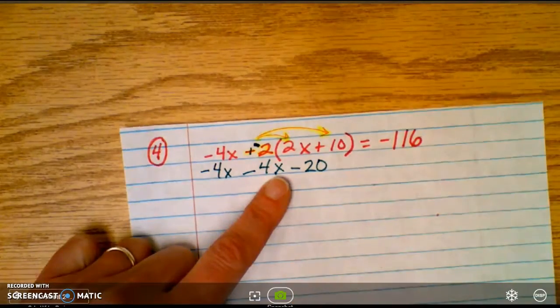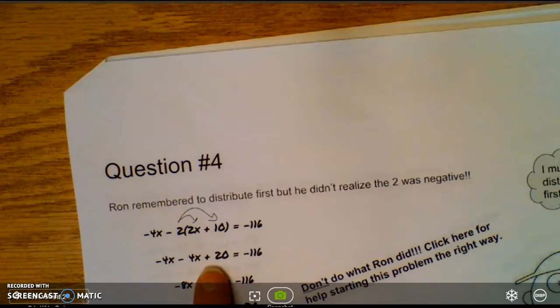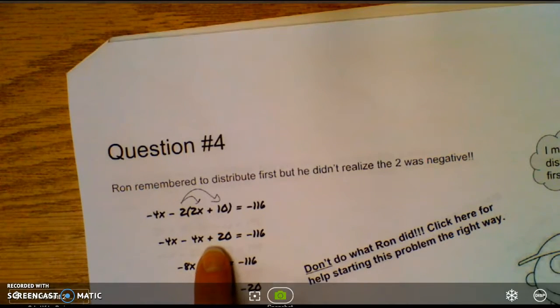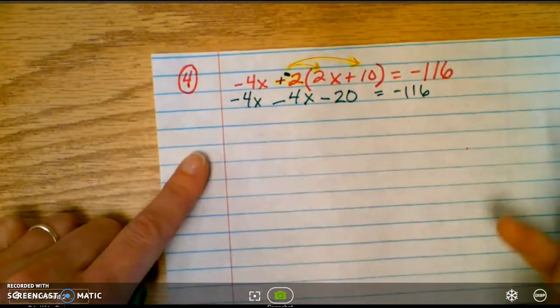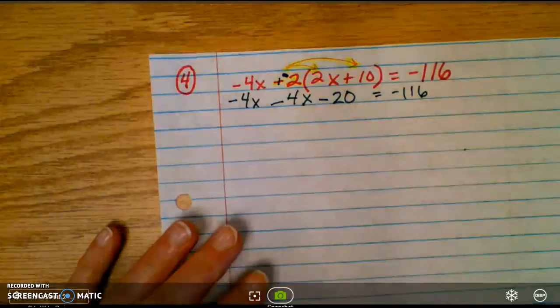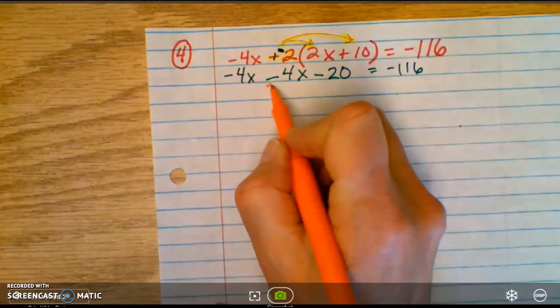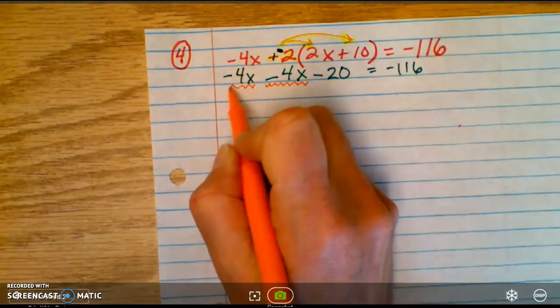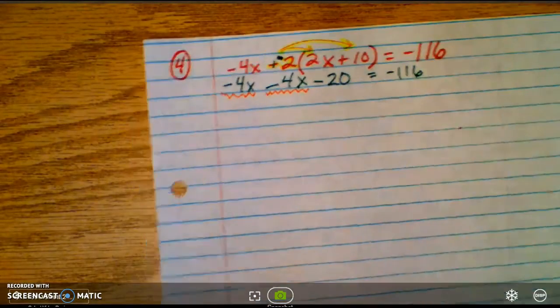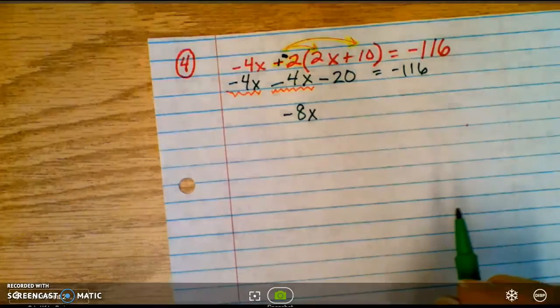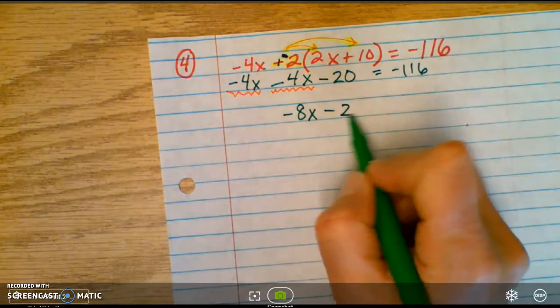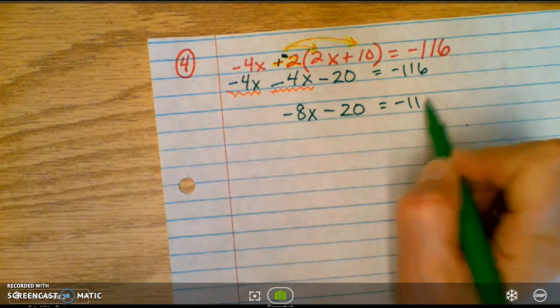So you'll see that's where the mistake was on Ron's work. He put a +20 here. It should be a negative. So we still have our -116. And when we look at the problem at this point, this is supposed to be a minus 4x and another -4x. So if those get combined, that makes -8x. Ron did have that, but again, his 20 is supposed to be negative.